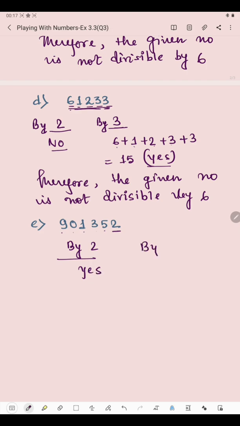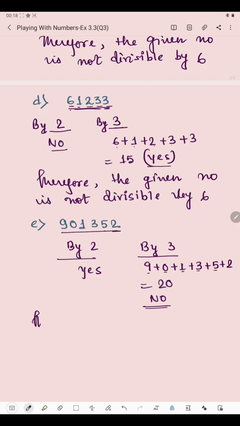Now we'll check the divisibility by 3. So we will have to find the sum of all the digits here. So 9 plus 0 plus 1, then 3 plus 5 plus 2. So 9 plus 0 is 9, 9 plus 1 is 10, 10 plus 3 is 13, 13 plus 5 is 18, 18 plus 2 is 20. 20 is not divisible by 3, right? So here we will write no.